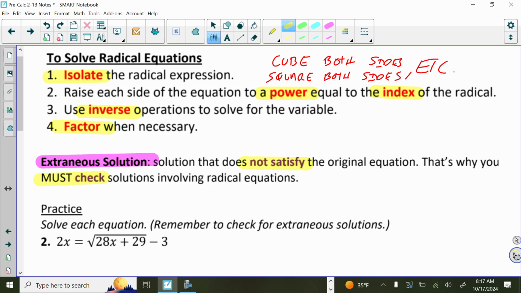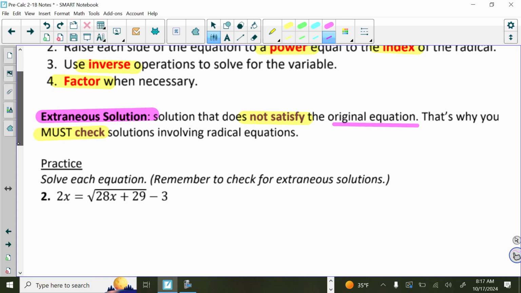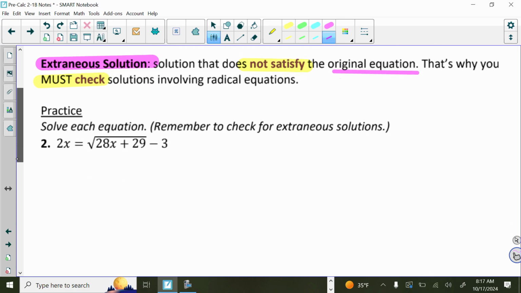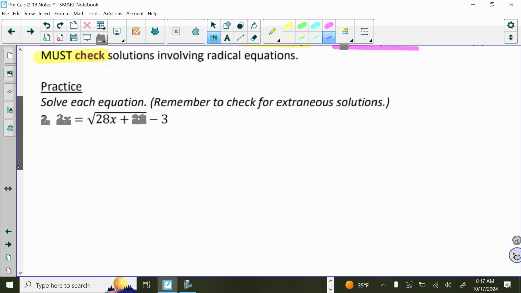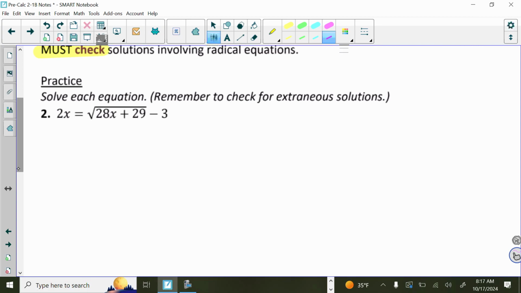Okay, so pretty simple stuff to do there, but we have to check them because sometimes it doesn't work for the original equation. So make sure that you're plugging it back in to the original equation once you get your solutions. That's going to be important. Sometimes there's solutions we get when we factor, but they don't satisfy the original equation, so we have to plug it back in. Okay, so let's work on some of these. We can solve each equation. Again, remember to check for extraneous solutions. At the end, we'll do that.